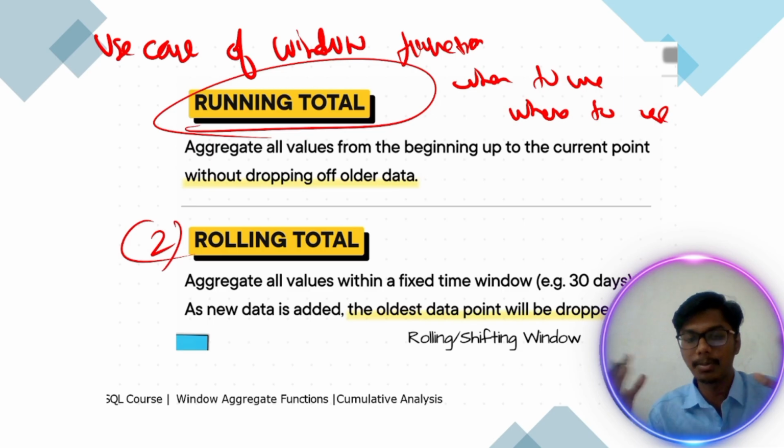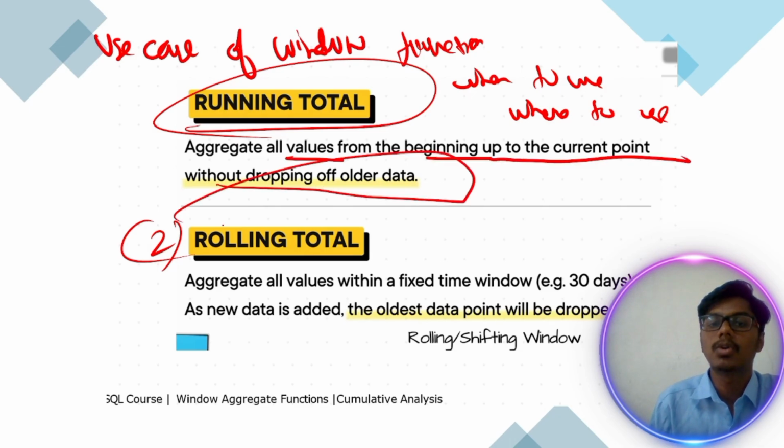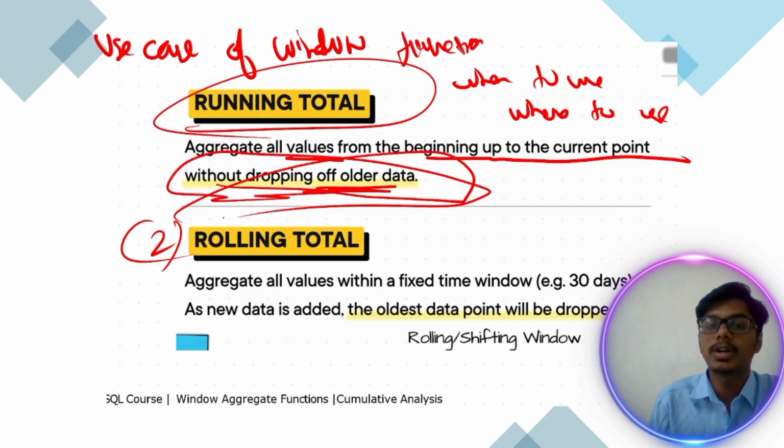Let's discuss the running total. It aggregates all the values from the beginning up to the current point without dropping the older data. Here the main intention is without dropping the older data. Later I will show a demo of how it works behind the screen. Now let's learn about the running total.